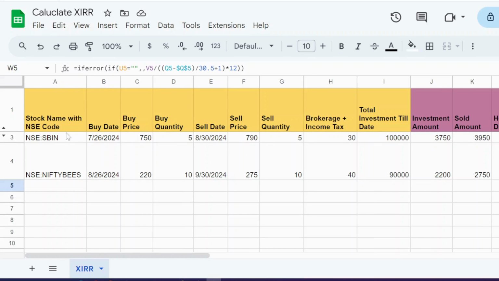So as you can see on the screen, I have the stock name. I have added it with the NSE code. What is the buy date? What is the buy price? Buy quantity, sell date, sell price, sell quantity, brokerage plus income tax, how much I have paid, as well as the total investment till date. Similarly for Nifty BeES, you can use any stock or ETF, and we have to input values till this column, that is total investment till date.